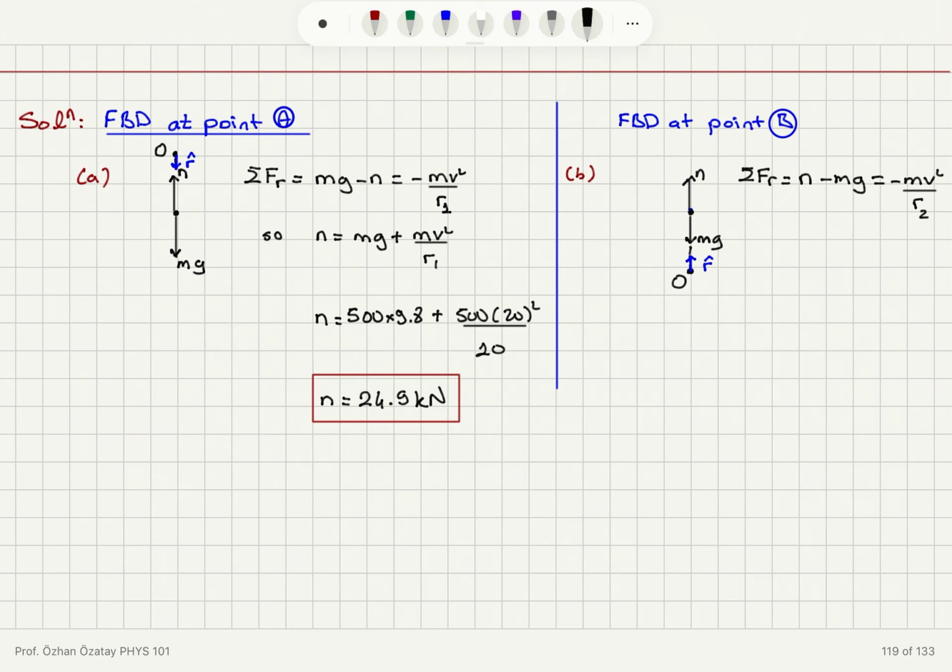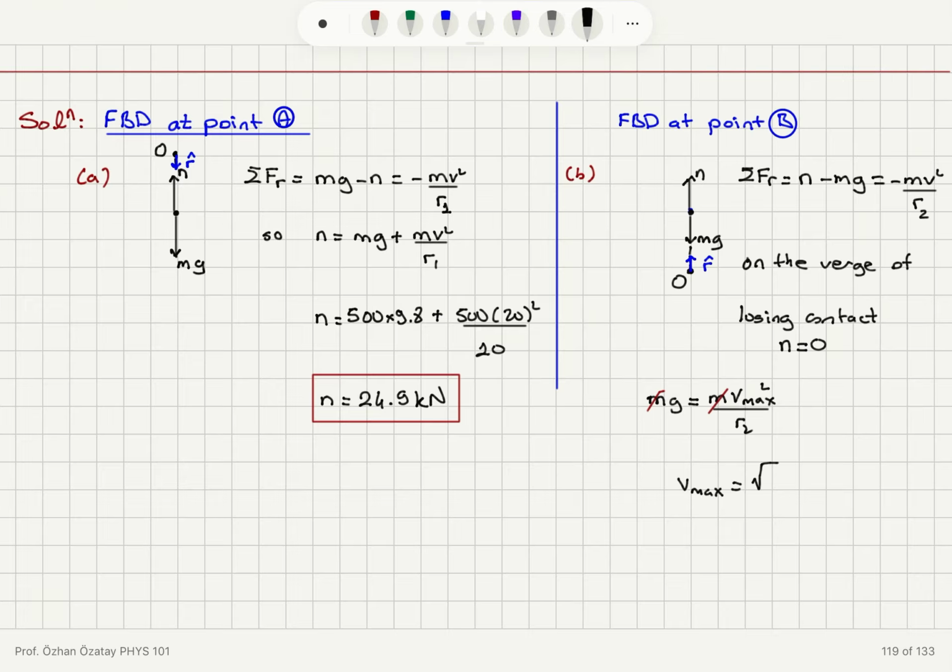And what I want to do is to be on the verge of losing contact. So on the verge of losing contact, what would happen is the normal force, the contact force, would become 0. So this would mean that mg would be equal to m v max squared divided by r2. The mass will cancel.